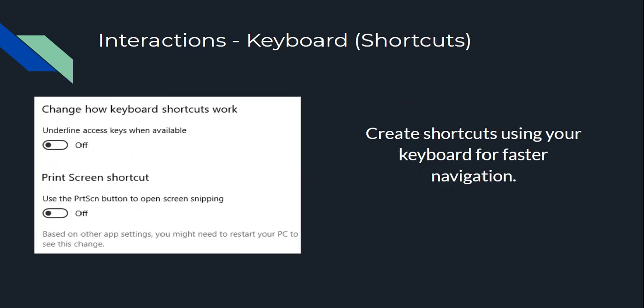Keyboard shortcuts are used to help your keyboard become faster for navigation. Here you can see that you can turn on or off the underline access keys when available, or use the print screen button to open screen snipping.